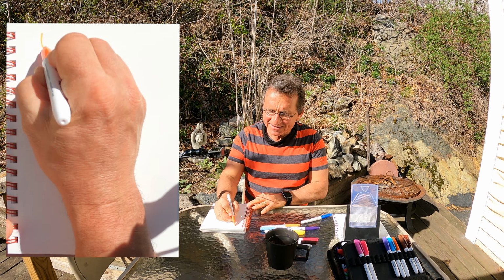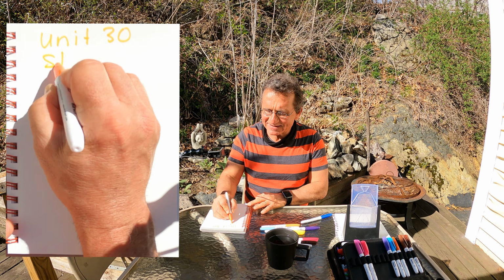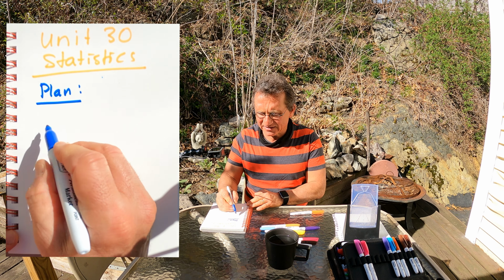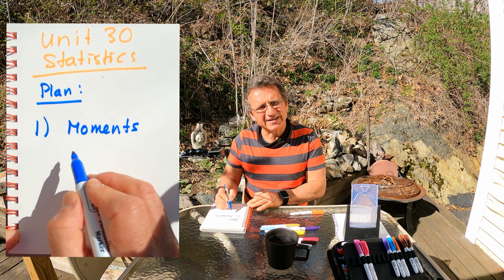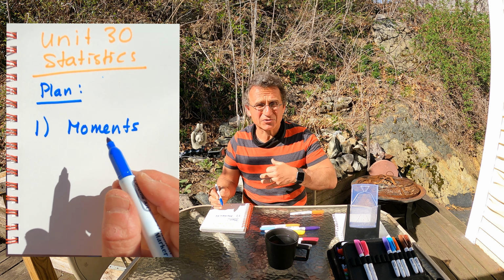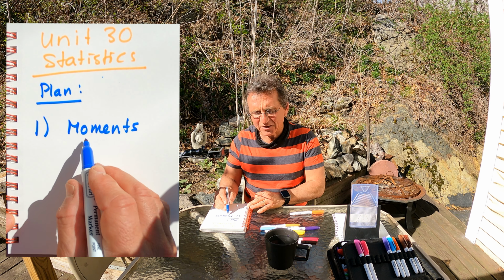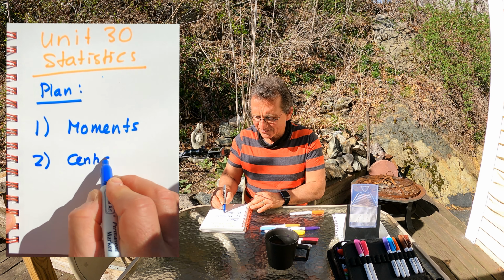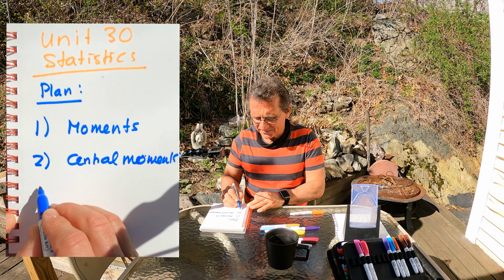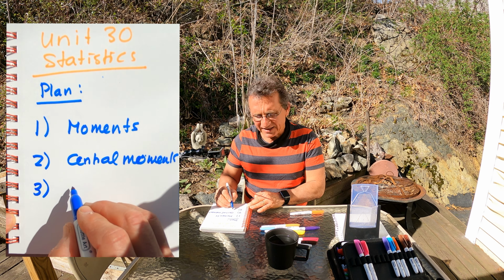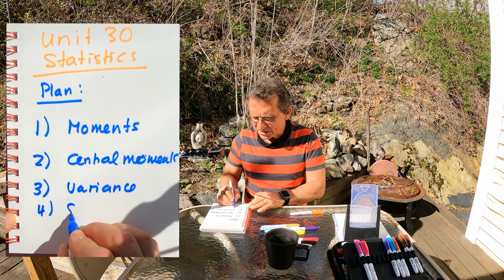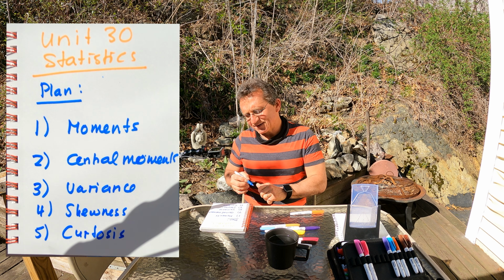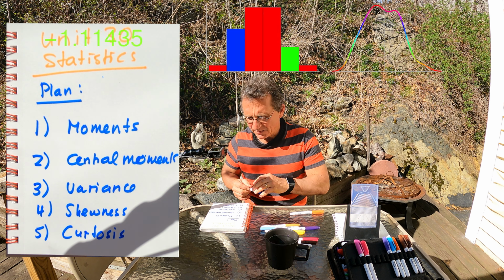Welcome to Unit 30. We look at statistics. So the plan is to look first at moments. We have already seen probability distribution, cumulative distribution function. Now we have another notion, which is moments. Second, we look at central moments and especially the variance. And so special cases will be the variance, the skewness, and the kurtosis. So that's the plan. I want to keep that short.